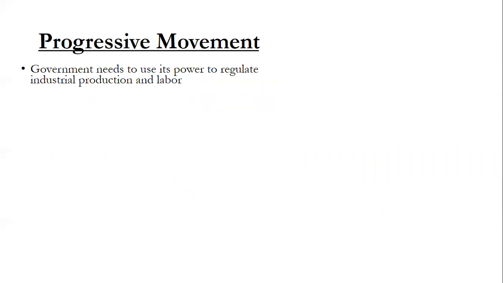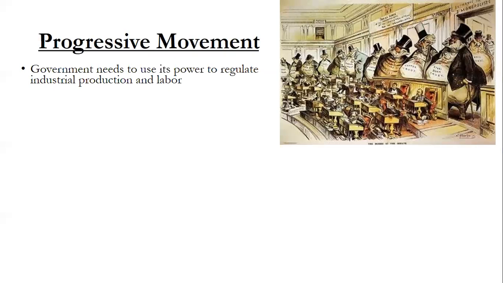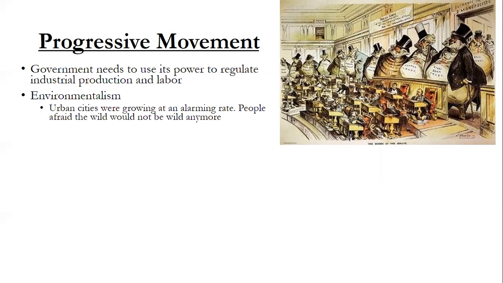The definition, or what the progressive movement really wanted to do, was they wanted the government to use its power to regulate industry, production, and labor. So they wanted to control businesses. Going into the progressive era, we have a callback to the Gilded Age. The opposite was taking place. The government wasn't using its power to regulate. It was more of these big monopolies using their power to regulate the government. And so they wanted this power switch to take place, where the government would control these big companies and honestly protect labor.